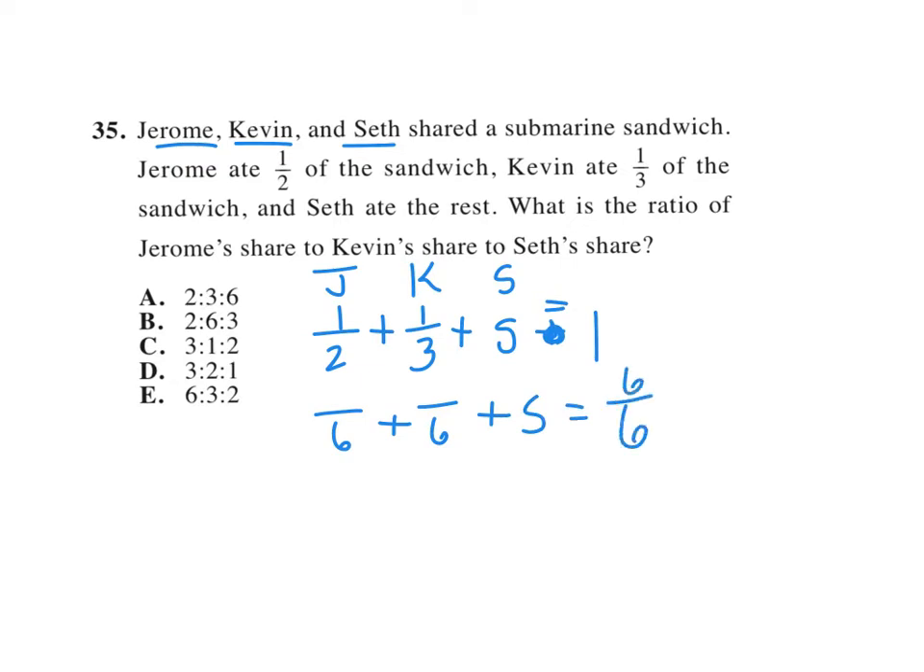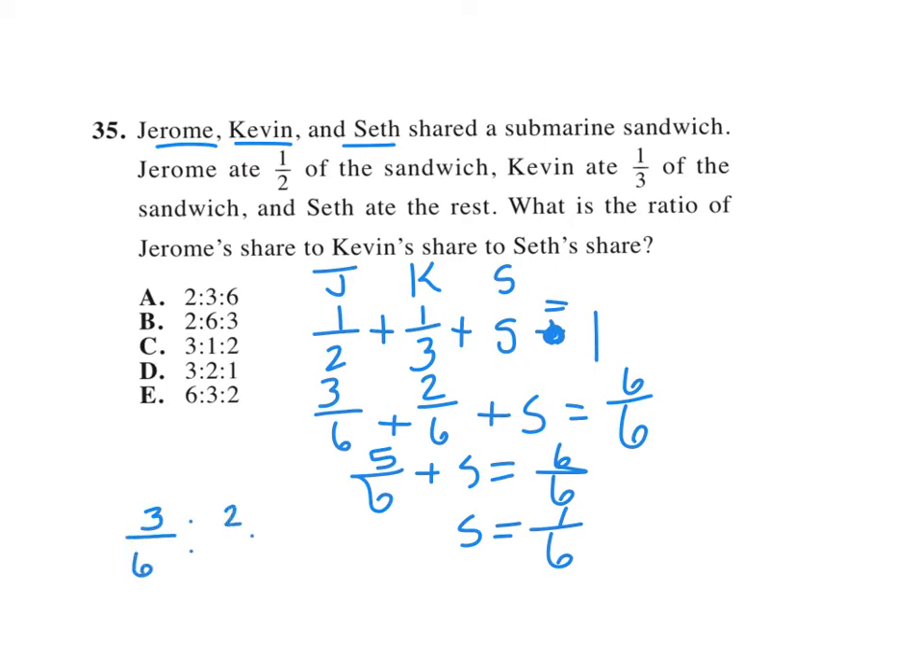So 2 goes, so this is 3/6 plus 2/6. That gives me 5/6 plus S equals 6 over 6. So I know Seth ate 1/6 of the sandwich, and the ratio is Jerome's 3 over 6 to Kevin's 2/6 of the sandwich, to Seth's 1/6 of the sandwich. So 3 to 2 to 1, D.